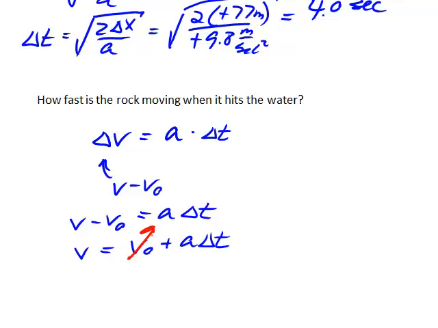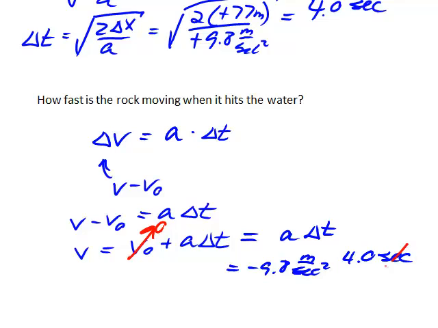The initial velocity is 0, so we can just cross that out. We have a times delta t, negative 9.8 meters per second squared times 4.0 seconds. The seconds here cancels the squared second in the bottom of the acceleration. And we are left with negative 39.2 meters per second. We're going to round that to negative 39 meters per second because we have 2 sig figs. So the rock hits the water moving downwards at 39 meters per second.